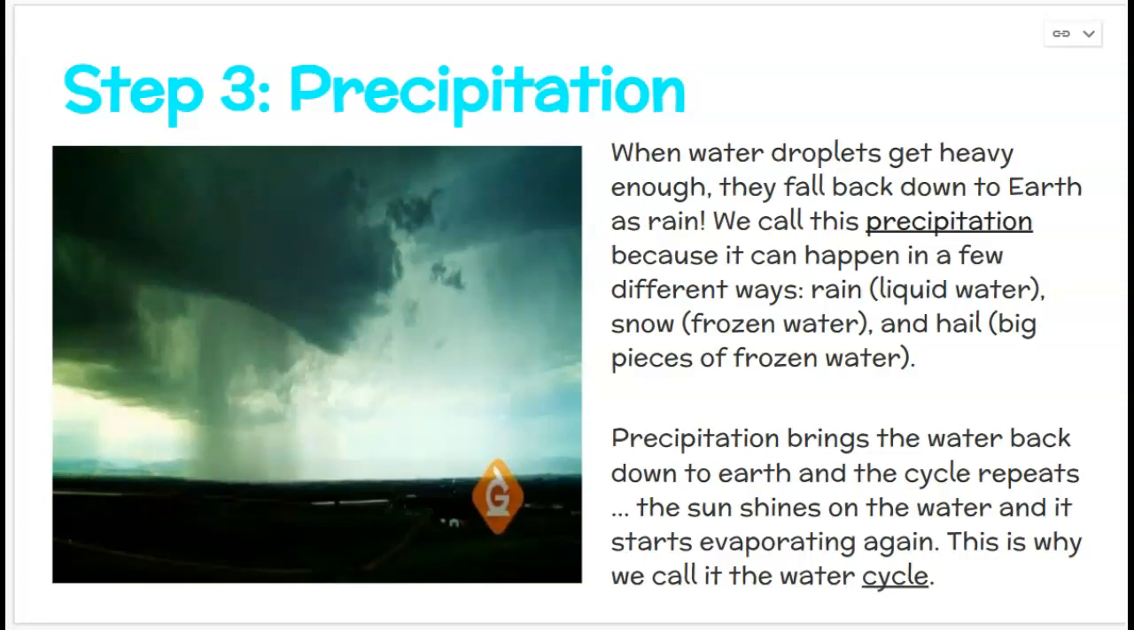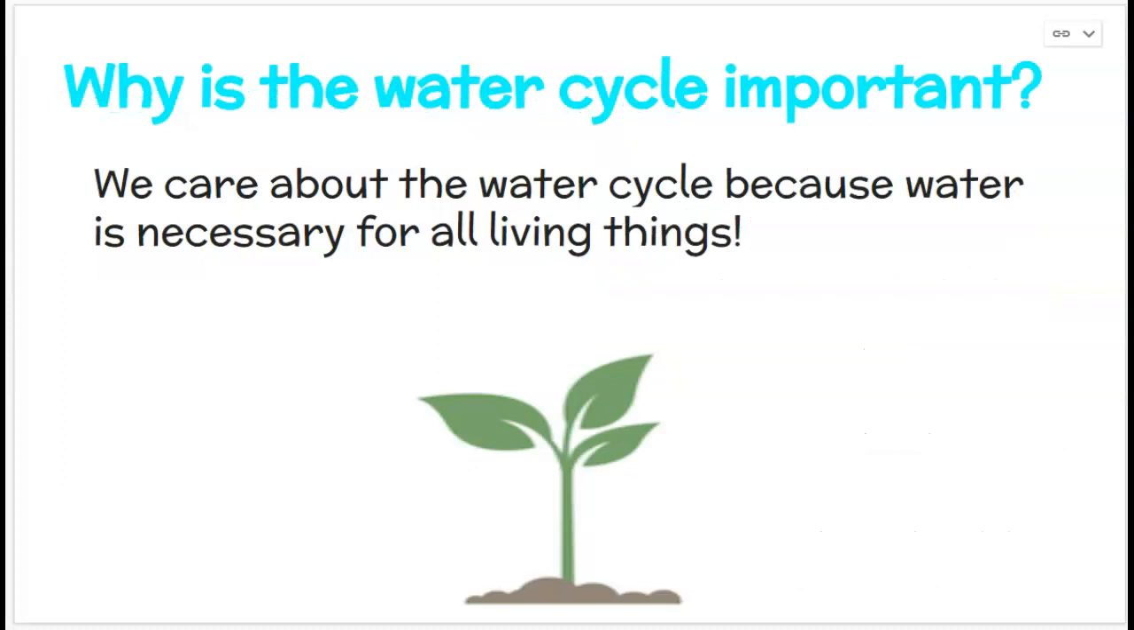The sun shines on the water, and it starts evaporating again. This is why we call it the water cycle. Why is the water cycle important? We care about the water cycle because water is necessary for all living things.